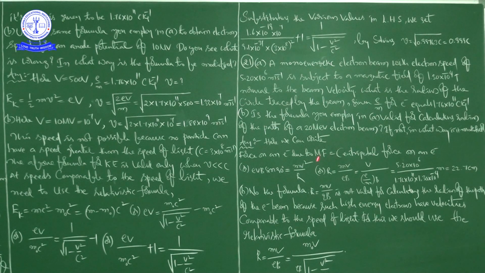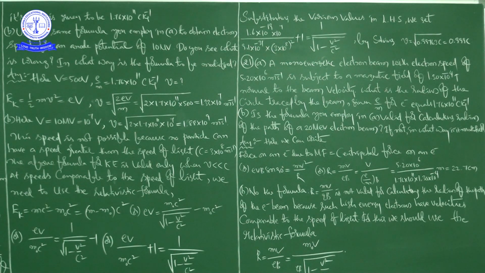Next, that is part B. See here, is the formula you employ, right? So the formula you employ means the one we used. Is the formula we used or employ in A valid for calculating the radius of the path of a 20 million electron volt electron beam? If not, in what way is it to be modified, right? That is the question.